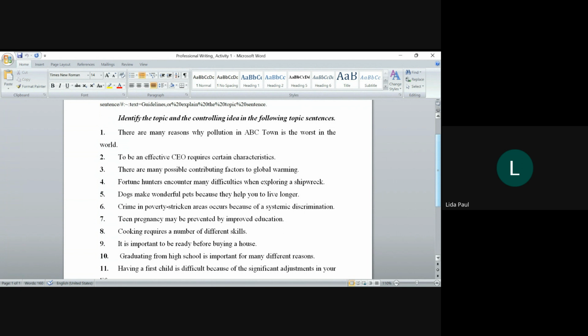Third one: there are many possible contributing factors to global warming. Topic? Global warming, right? And many possible contributing factors is what is going to control that idea. So the controlling idea would be that. Fourth one: fortune hunters encounter many difficulties when exploring a shipwreck. Concentrate a little bit on this one. Fortune hunters encounter many difficulties when exploring a shipwreck.